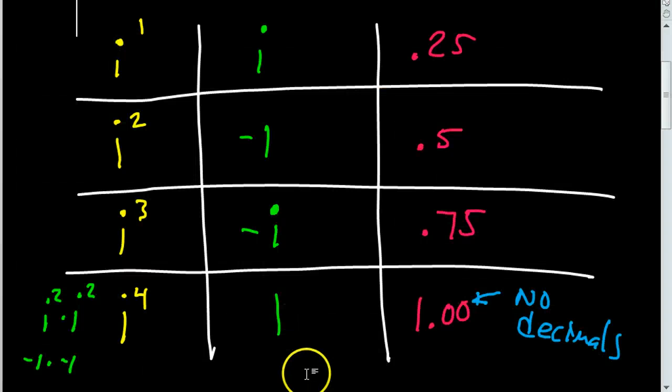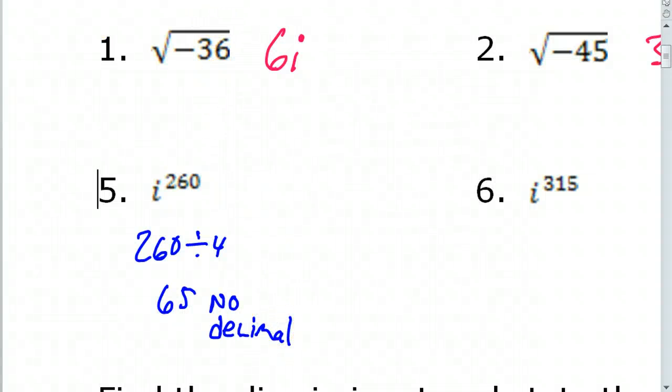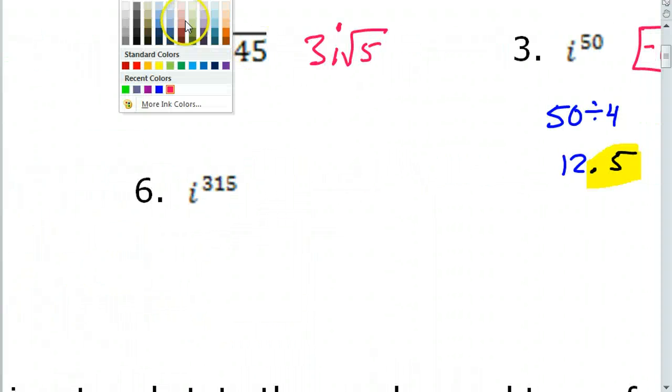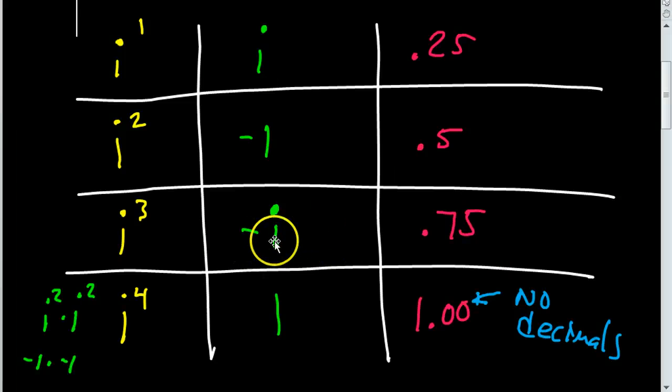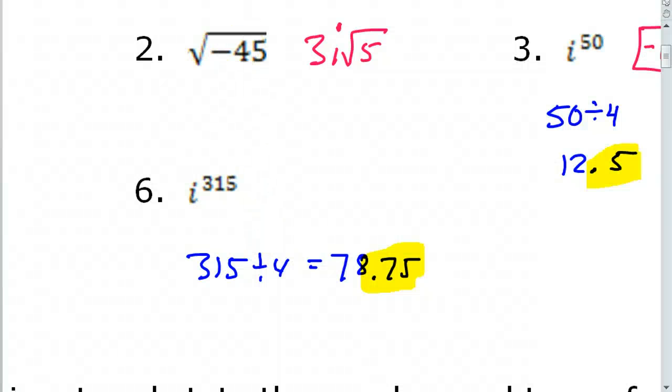Okay, then I do the 315. 315 divided by 4. What's that? 78.75. Okay. Oh, 0.75 you say. 0.75, that goes with the -I. Okay, is that it for this type of problem? So that's how you do I to any power. Any questions on that aspect of it? Okay.